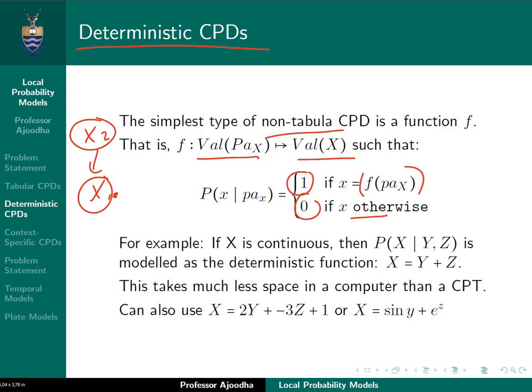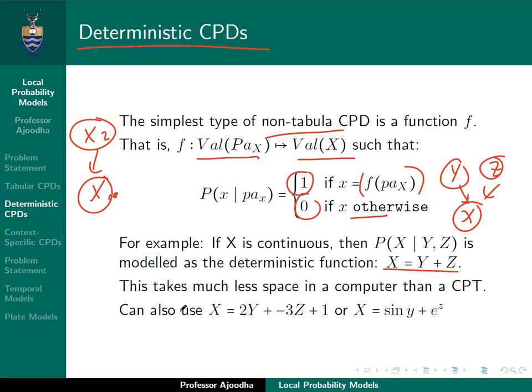For example, if x is continuous, then we can model a continuous function. Here there's the probability of x, and the dependency here is y and z. So we say if y and z give you a particular thing, then output that as x. In this case, the deterministic function is we simply add y to z, and that becomes the value of x. So that's basically what we do.